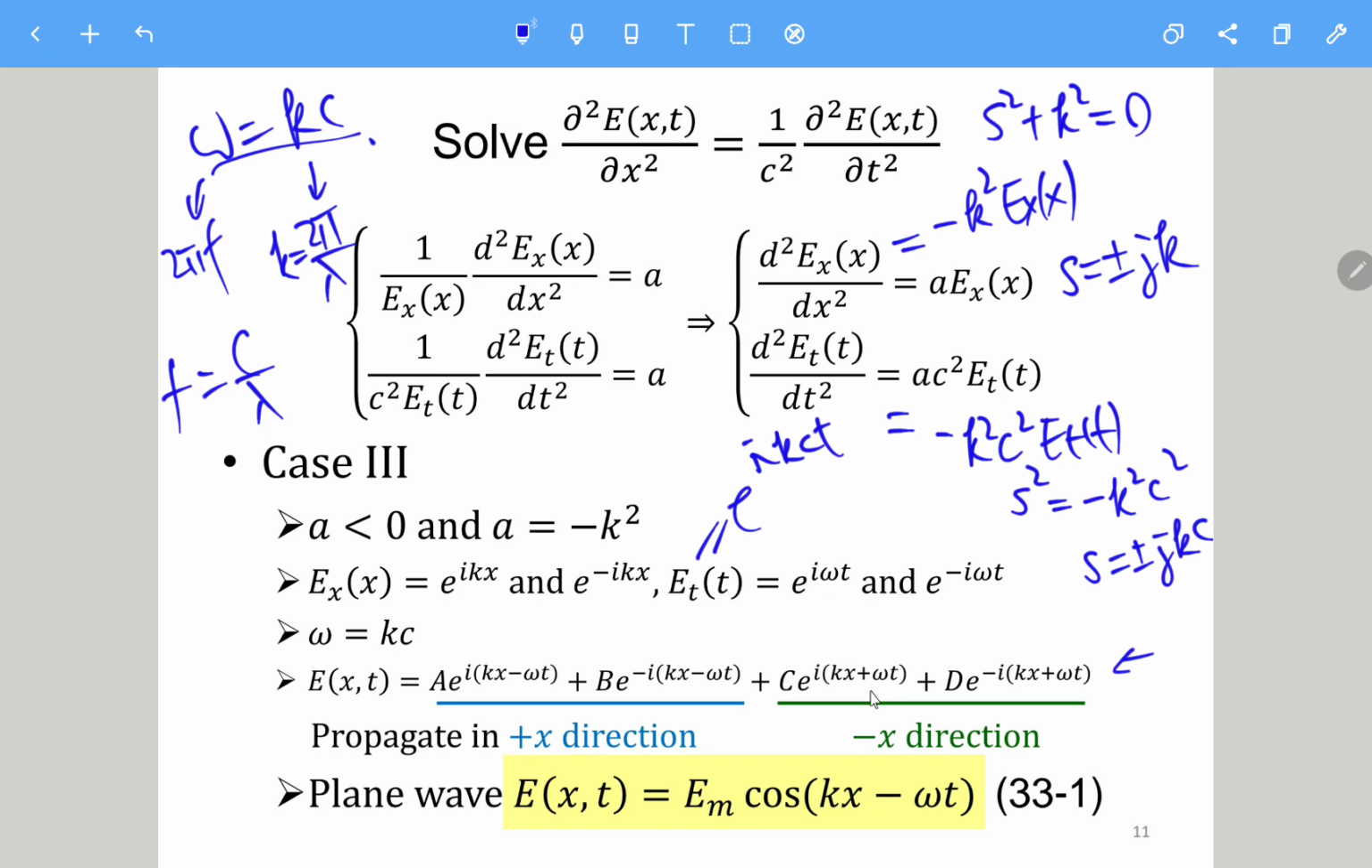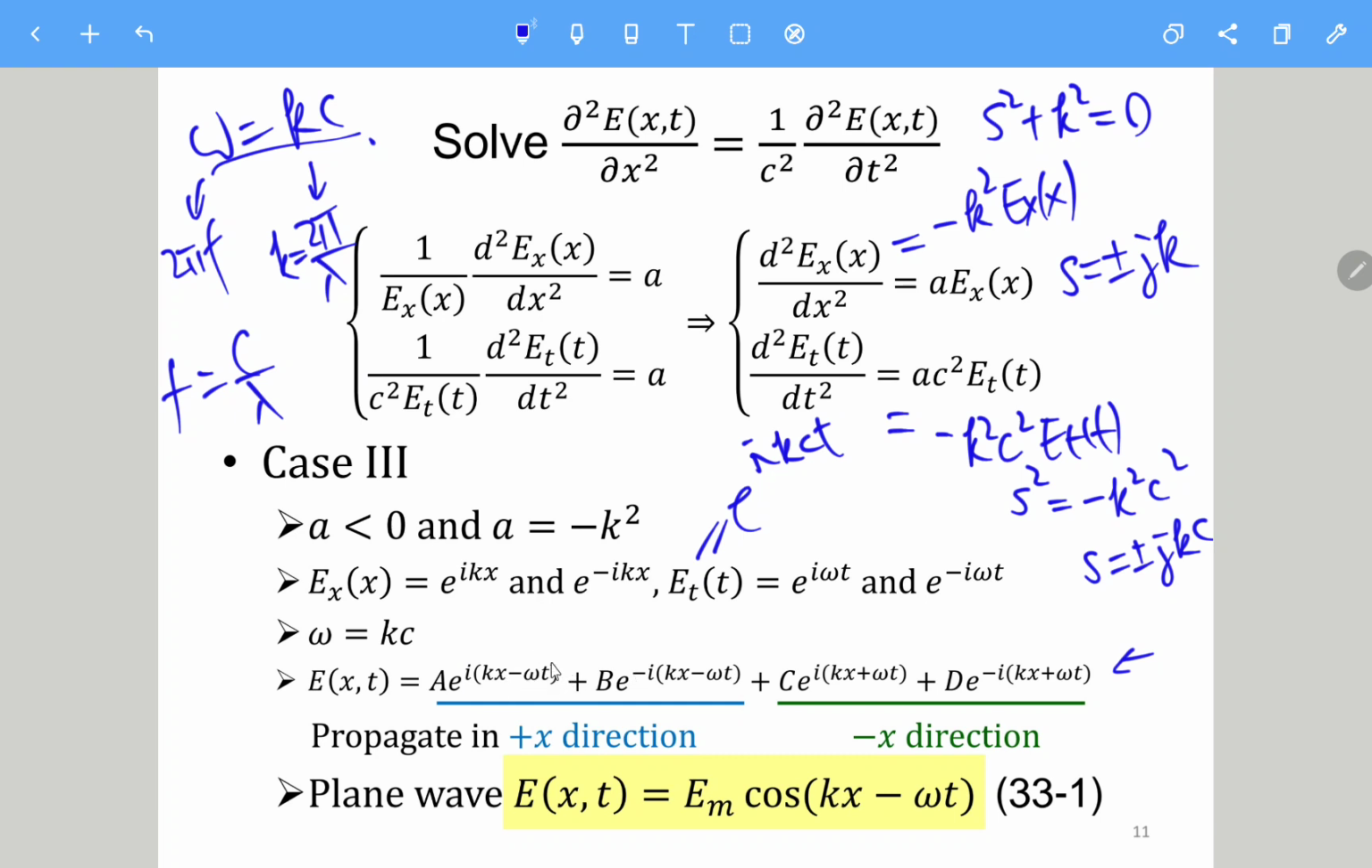Okay, so actually these two are propagating in the positive x direction, because we have kx minus omega t. This is negative kx minus omega t. So you may ask why these two combined together will lead to a phase.